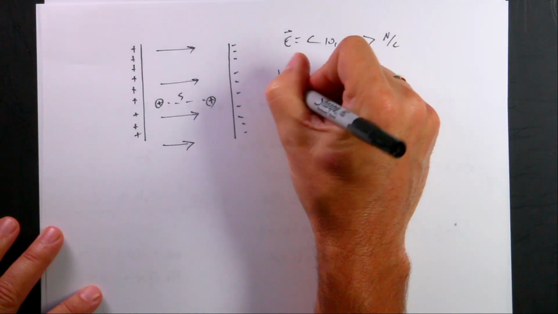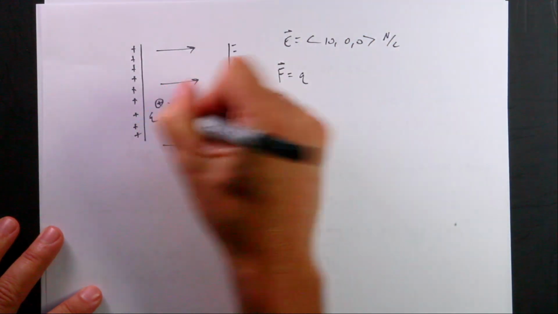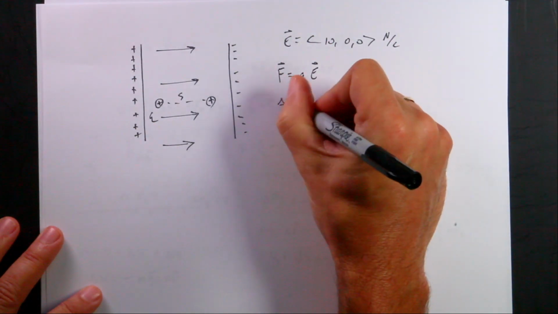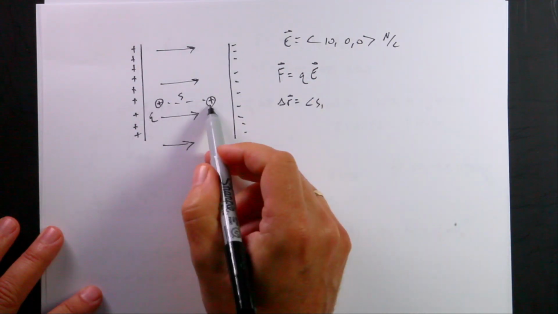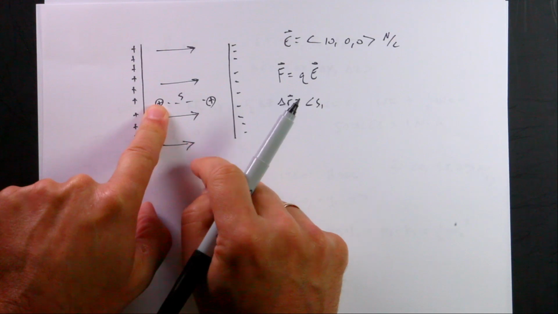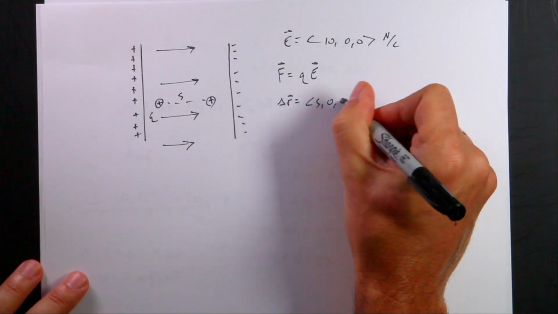I can calculate the force. The electric force is just going to be QE. And then delta R is going to be S. It doesn't really matter what the X value of this is. It definitely moved over a distance S. So this is going to be S, 0, 0.